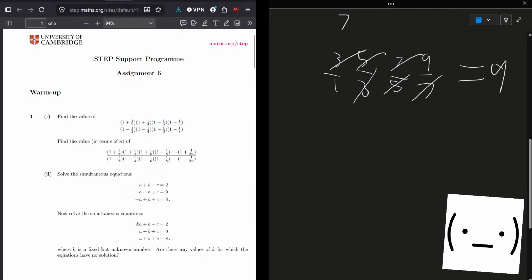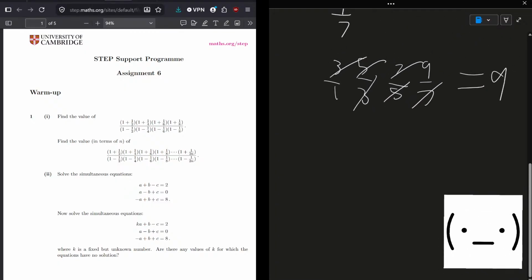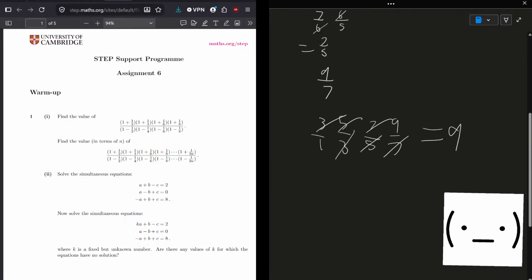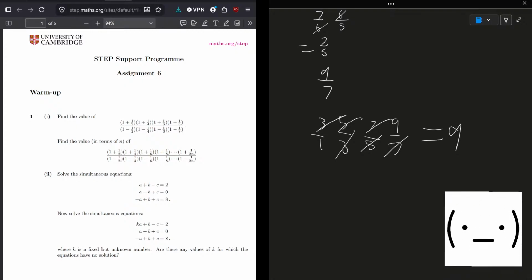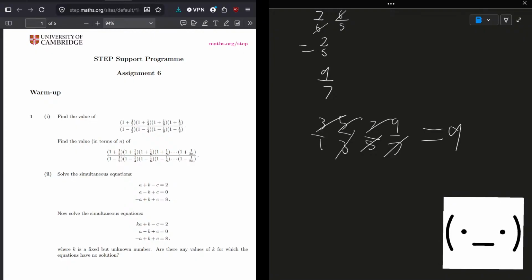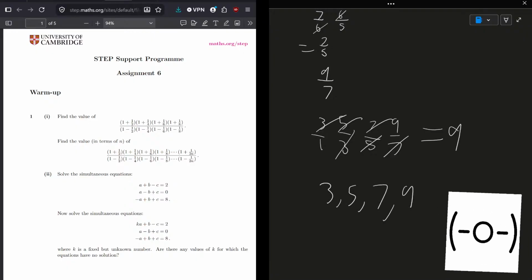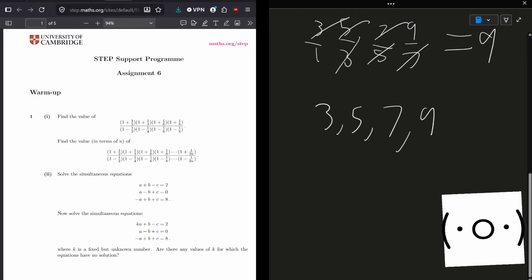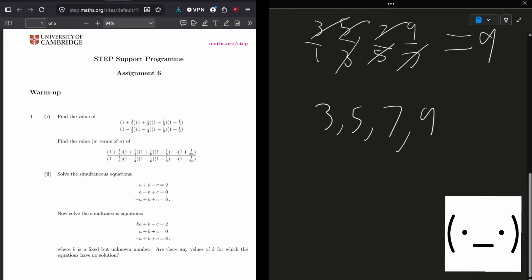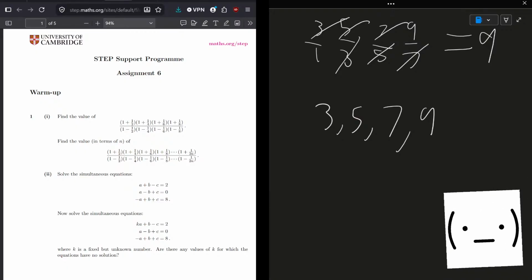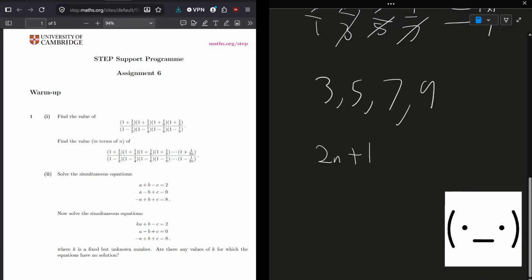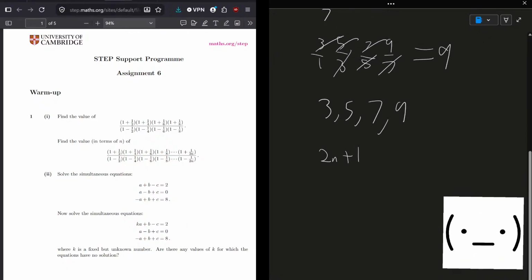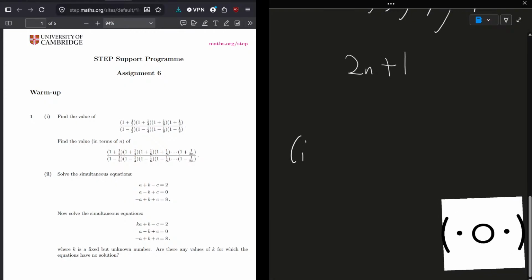Now we can find the value in terms of n of this number. Well, now we know that the sequence goes 3, 5, 7, 9. So the value in terms of n would be very simply whatever the n term is times 2 plus 1, which does indeed work out. Now let's go solve the simultaneous equation.